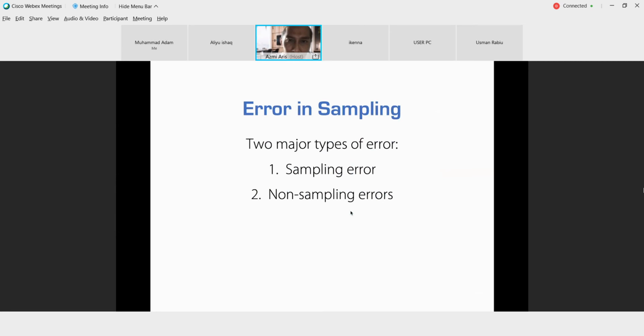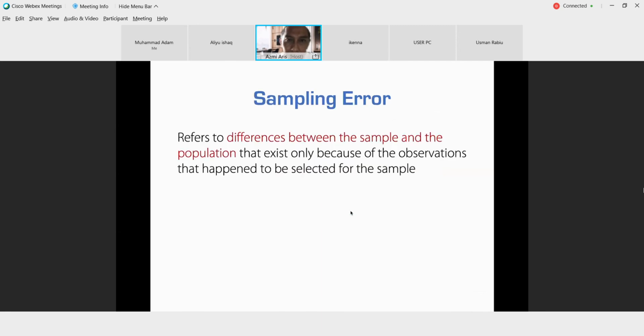Okay, in sampling, there are two errors. One is a sampling error and the other one is non-sampling error. Sampling error refers to the difference between the sample and the population. That exists only because of the observation that happened to be selected for the sample. So this is the difference between the sample and the population.